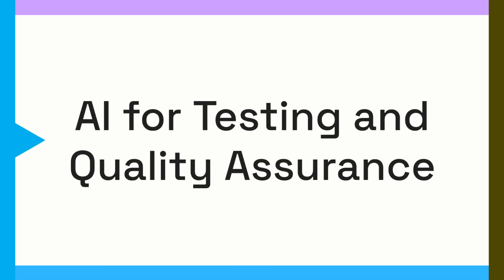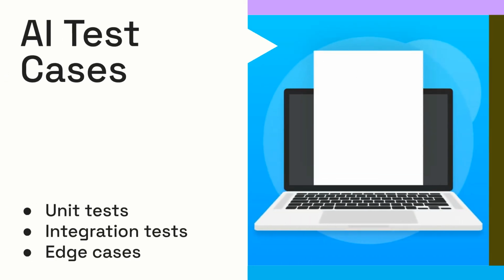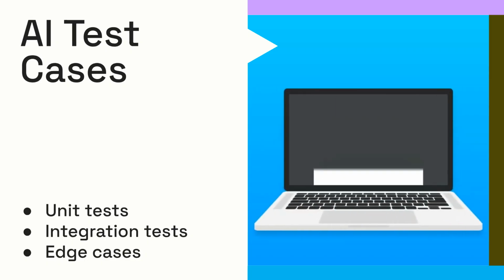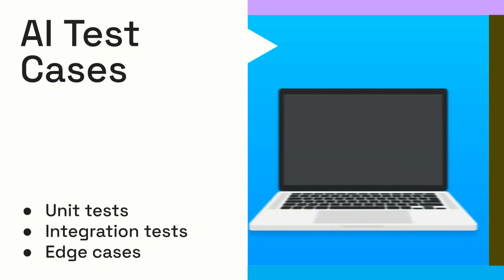No software is complete without rigorous testing, and AI is now playing a significant role in quality assurance. From generating test cases to enhancing test coverage, AI is making the testing phase more efficient and effective. AI can analyze your application's logic and user interaction patterns to automatically generate comprehensive test cases. This includes unit tests, integration tests, and even end-to-end tests.